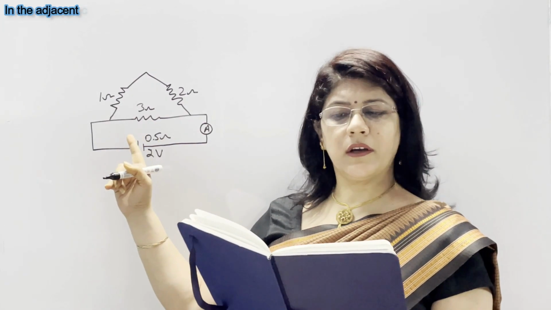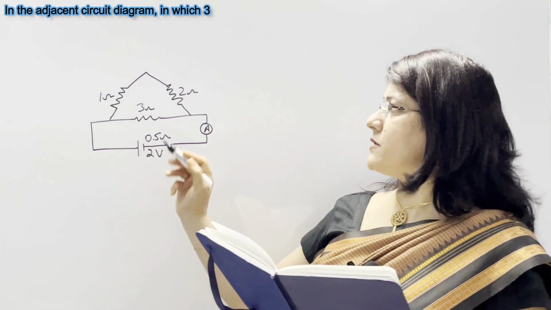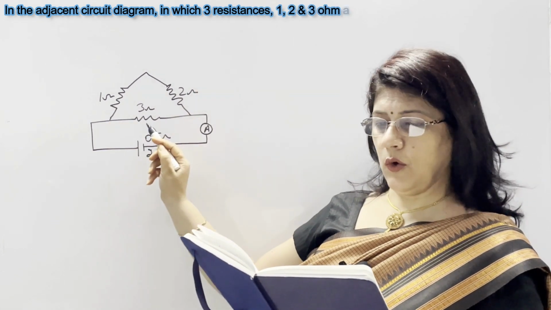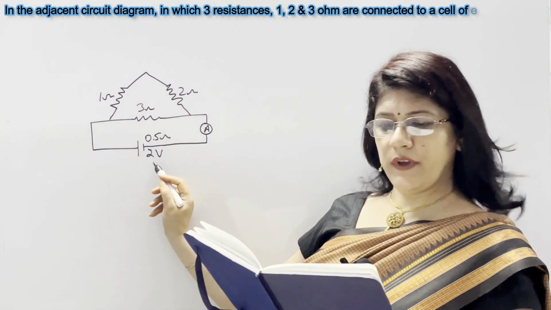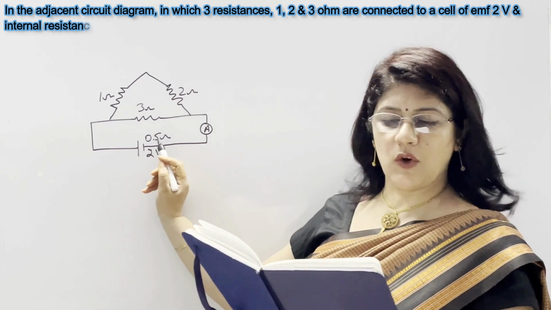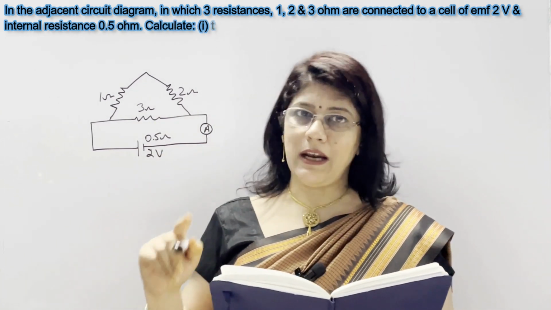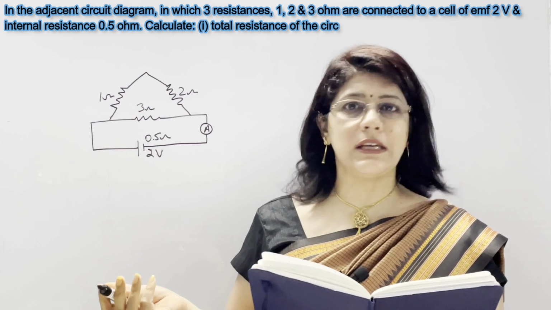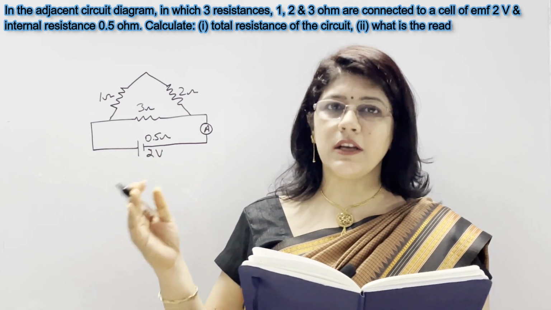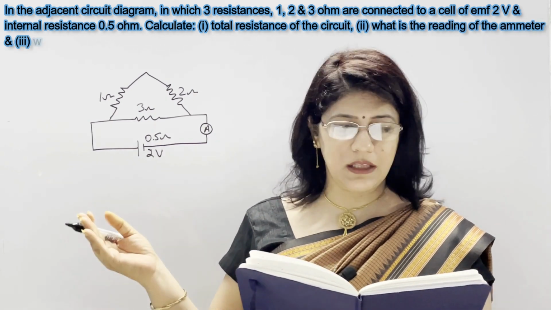In the adjacent circuit diagram, three resistances of 1 ohm, 2 ohm and 3 ohm are connected to a cell of EMF 2 volt and internal resistance 0.5 ohm. First part is to calculate the total resistance of the circuit. We can easily calculate. Second, what is the reading of the ammeter? It means the value of current in the circuit.